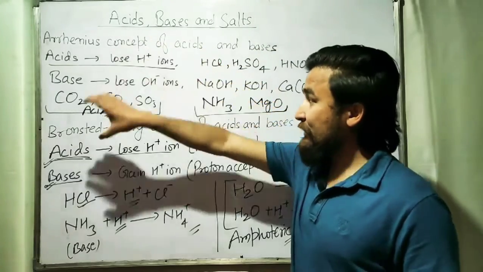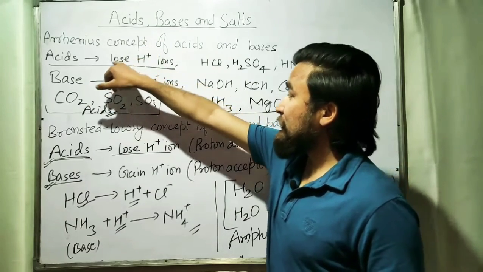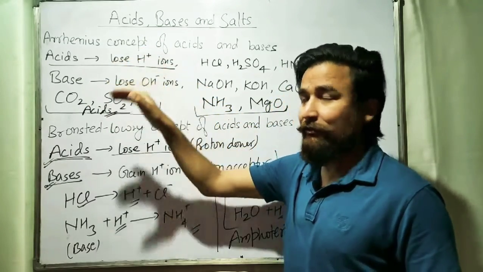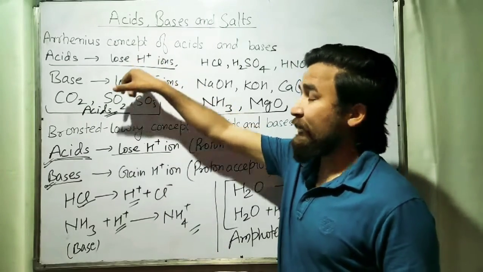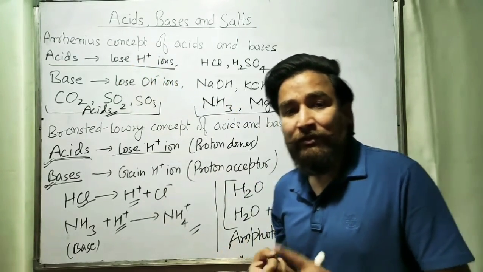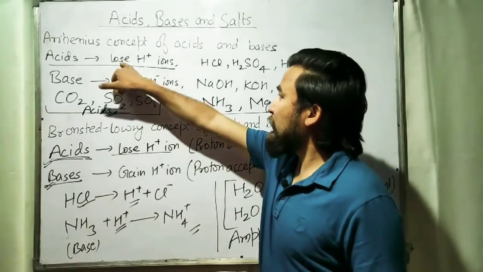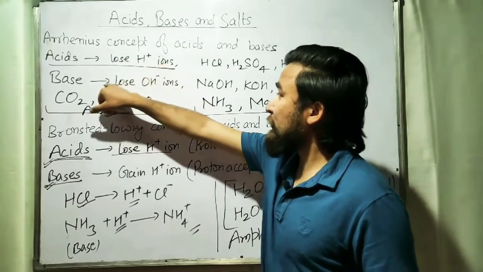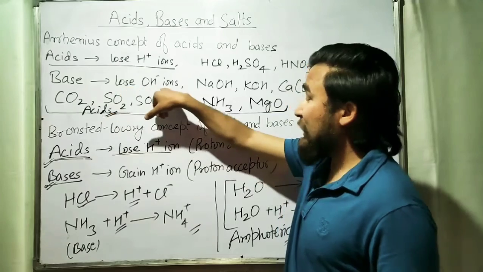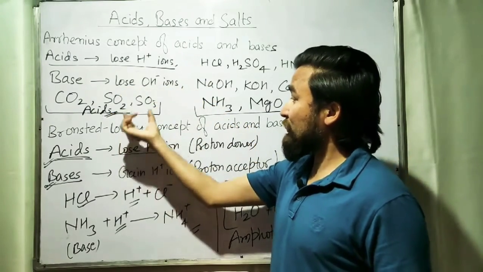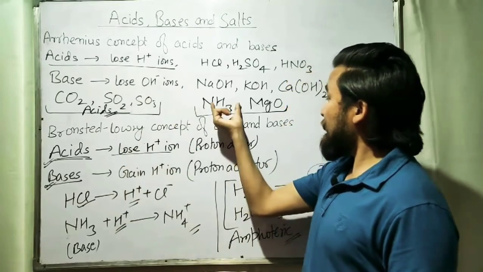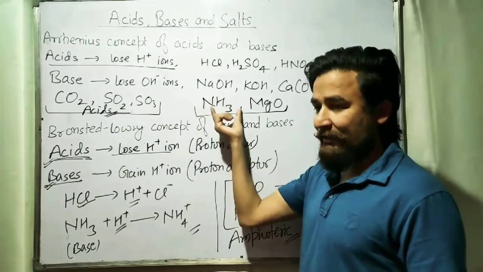In the Arrhenius concept, acids are the substances which lose the H plus ion in their aqueous solution. The Arrhenius concept is in aqueous solution only. Bases lose OH minus ions in aqueous solution. And the limitation is that compounds like these cannot be categorized as acids and bases.